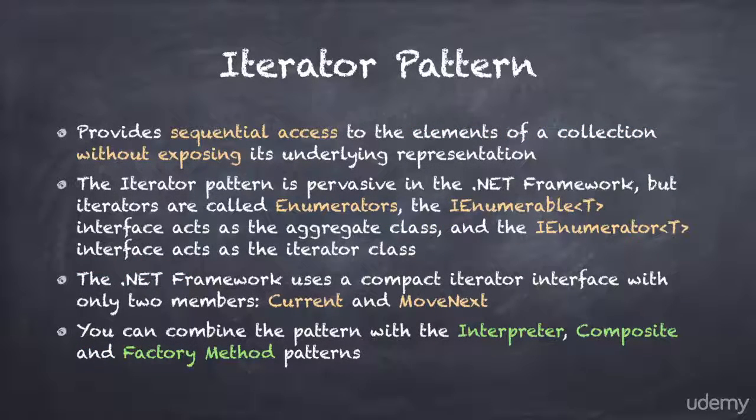The iterator pattern provides sequential access to the elements of a collection without exposing its underlying representation. In .NET, iterators are called enumerators, and the framework uses interfaces instead of abstract classes. You can combine the pattern with the interpreter or composite patterns to provide sequential access to expressions and composites. And by combining the pattern with the factory method pattern, you can create custom iterators depending on external or runtime information.